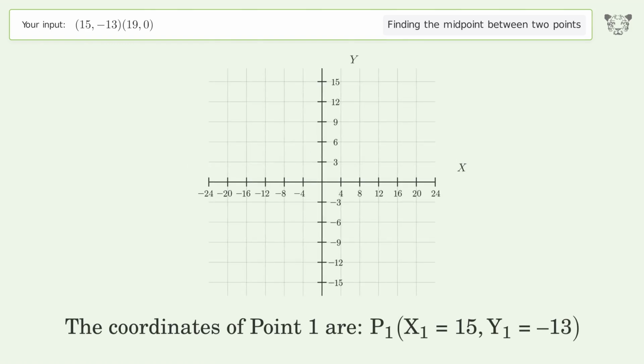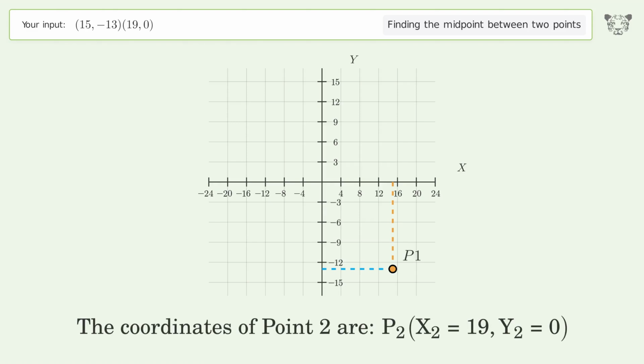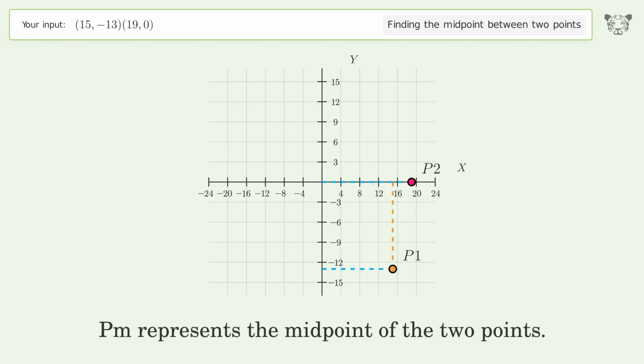The coordinates of point 1 are x1 equals 15, y1 equals negative 13. The coordinates of point 2 are x2 equals 19, y2 equals 0. PM represents the midpoint of the 2 points.